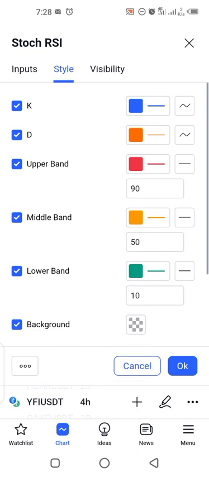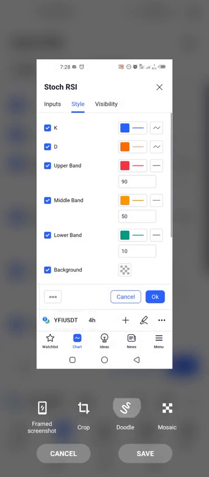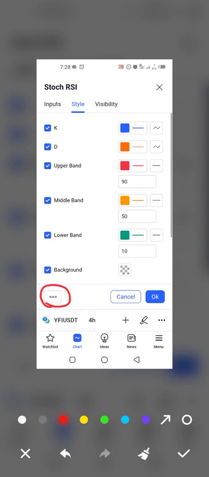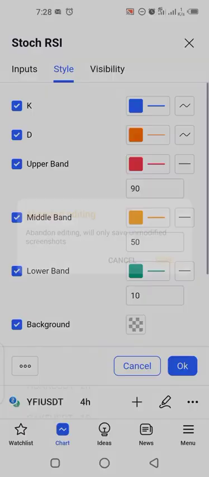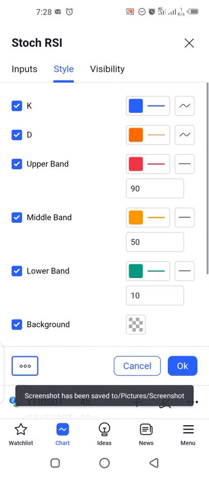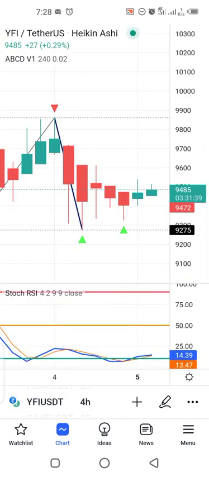And maybe you are done with the settings of the stochastic RSI. But you need to know that whenever you set, you need to save. So there is this area here of 3 dots where you need to save as default. Then you press OK. So this is our stochastic RSI.